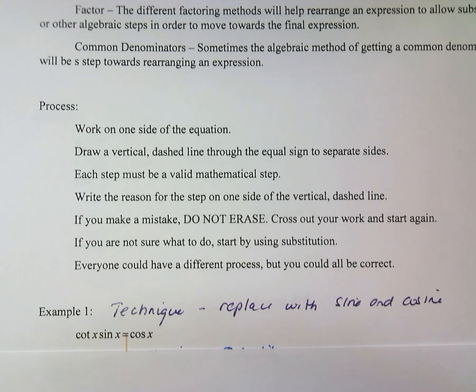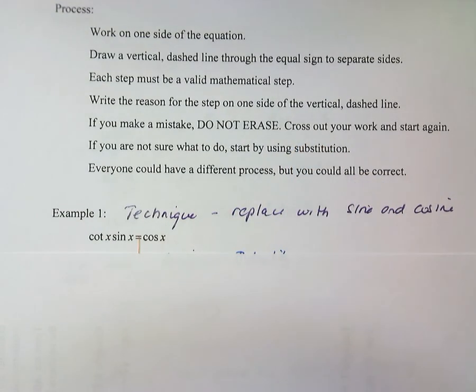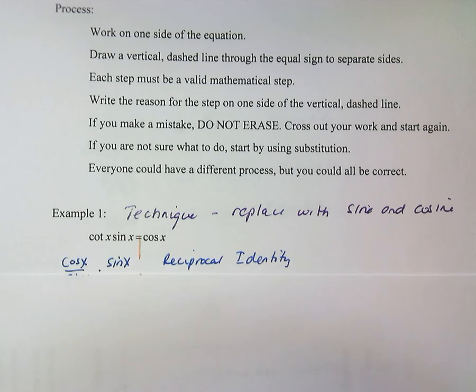This first example I have is cotangent x multiplied by sine x is equal to cosine x. So I'm giving you the answer. And this technique that I'm using is the most basic. You're just going to replace everything with sines and cosines. So I'm going to replace cotangent with cosine x over sine x. And the reason I can do this is because that is the reciprocal identity.